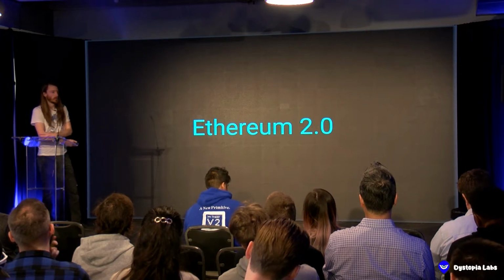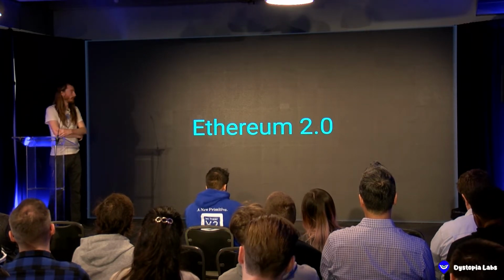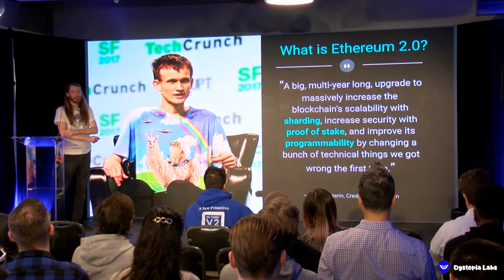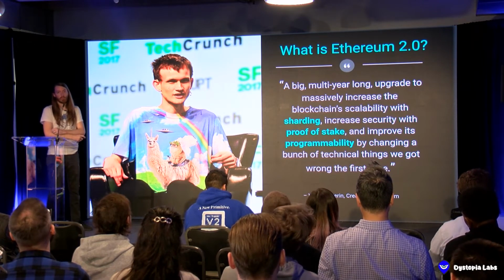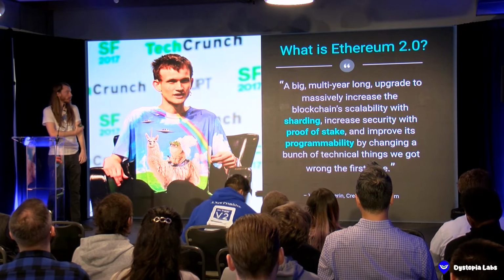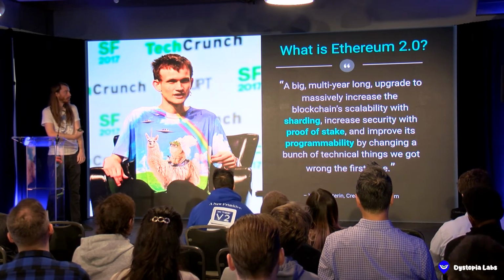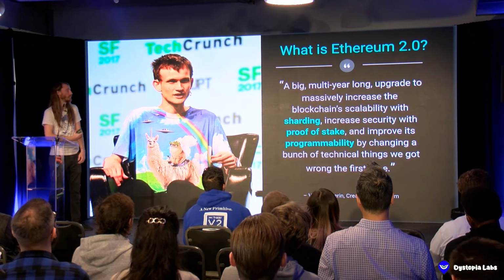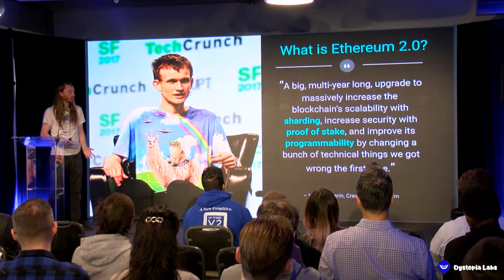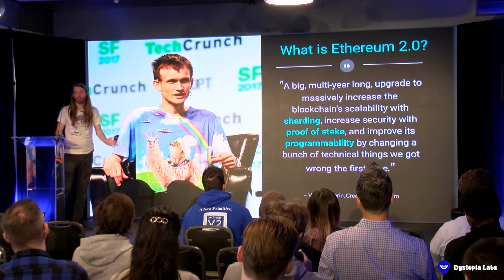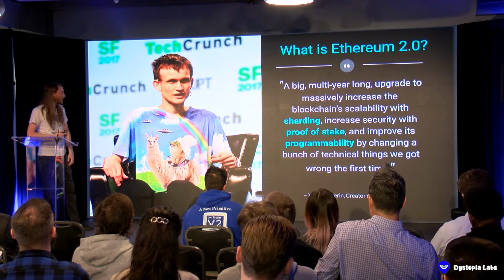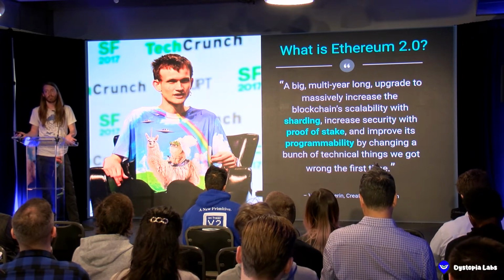Okay, so let's talk about what we're doing about Ethereum 2.0. This is originally a really big idea that we always knew would take multiple years. Vitalik's quote is here. It's a big multi-year long upgrade, massively increase blockchain throughput through proof of stake, sharding, programmability, all this kind of stuff. Like, there's a lot we wanted to do. And you can read it.